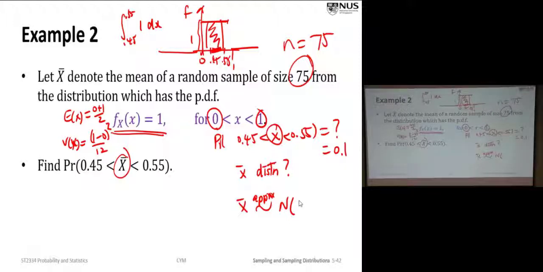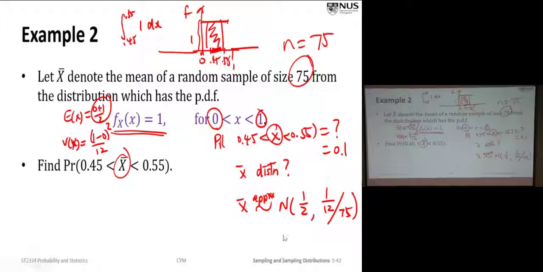All right, so 1/2 is the mean, and the variance is 1/12 divided by n. n is 75. So in other words, you need to know three things. The mean or the expectation of the population, and the variance of the population. You need to know these two. And third is the sample size, whether it's big enough or not. In this case, 75 is considered big.